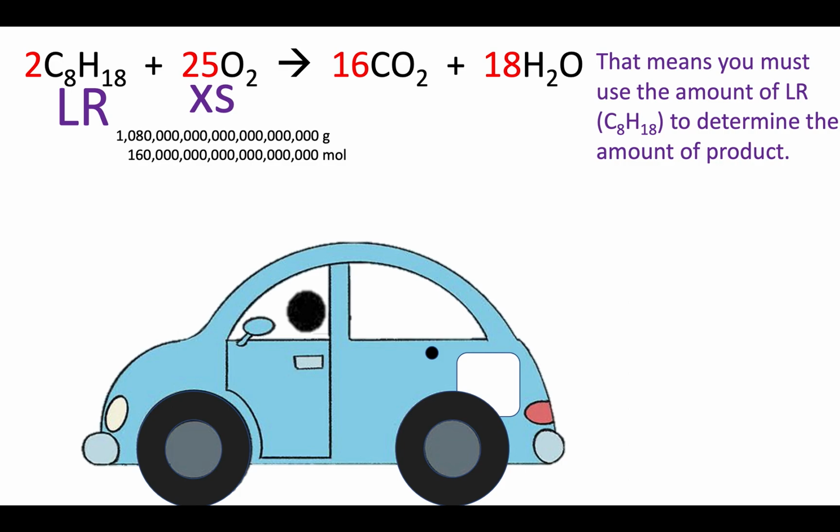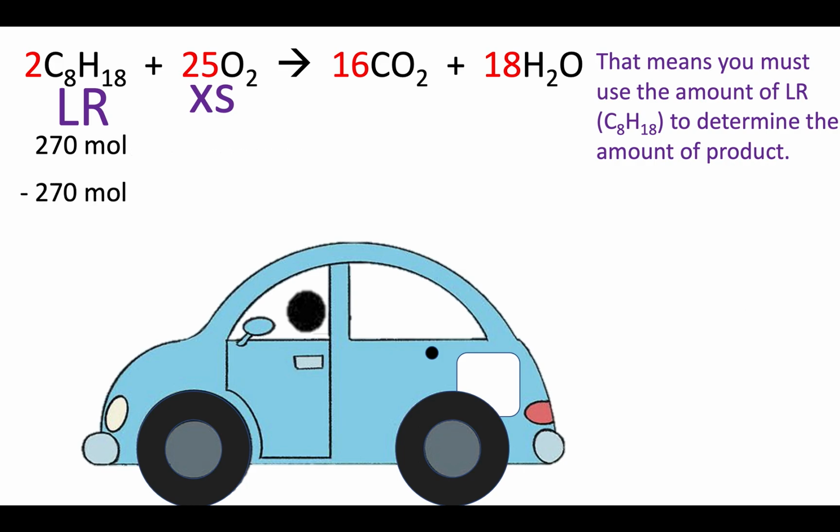And if this car had like a 10-gallon tank, that's about 270 moles of gasoline. You wouldn't use the excess oxygen to calculate how much you could produce. You would use the limiting reactant, 270 moles. You'd use it all up, which means you divide by 2, multiply by 25 to get 3,375 moles of oxygen used up. You'd divide the 270 by 2, multiply by 16 to get that you're going to create 2,160 moles of carbon dioxide and 2,430 moles of water.